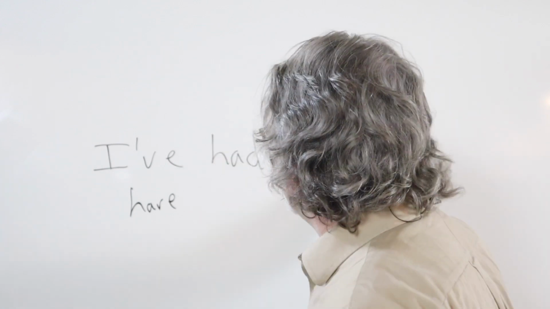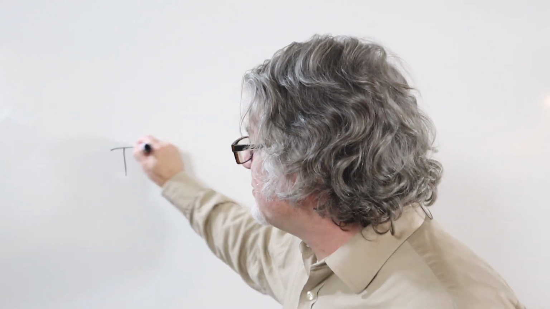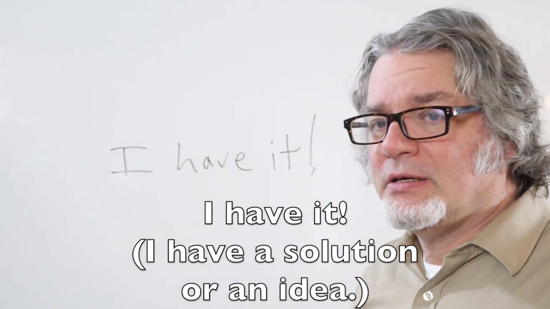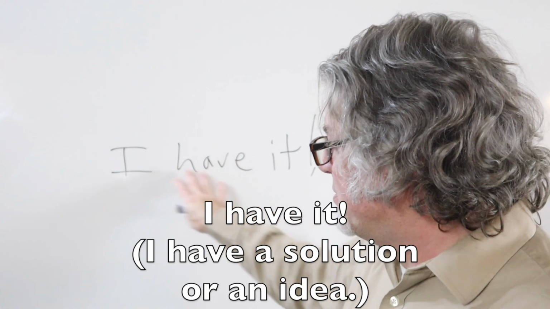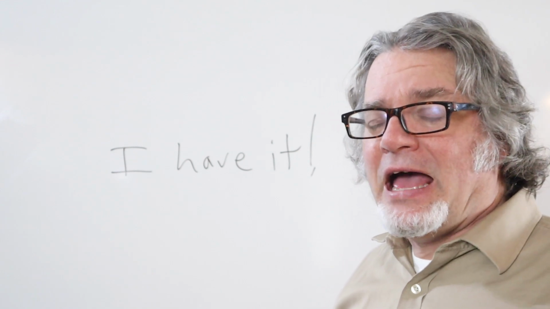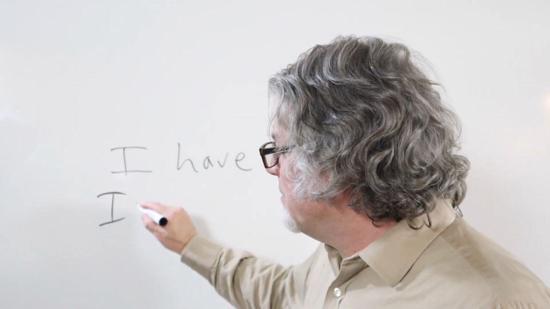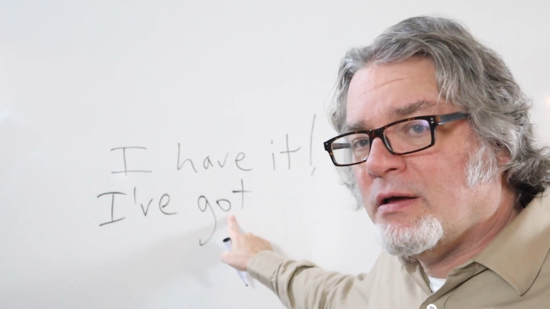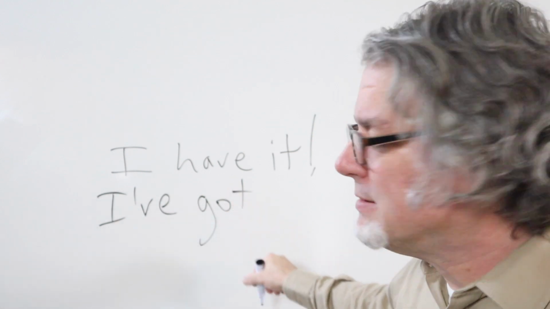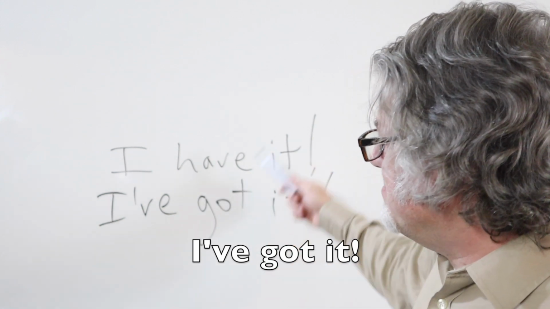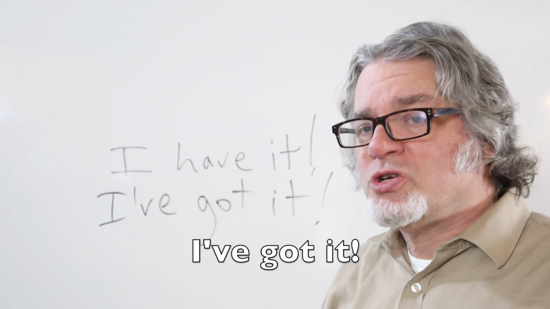Or if you think you have a solution to a problem, you can say I have it. In this case, you would not put these two together. You have to leave them apart. I have it. Or if you do put these together, which is possible with the addition of the verb get, it has to be got. I've got it. These have about the same meaning. You have a solution to a problem.